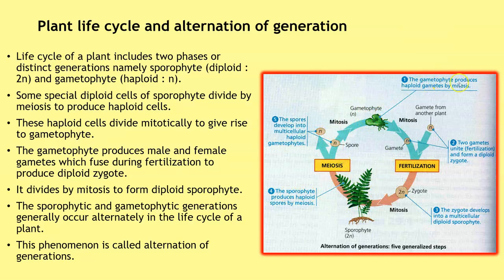This is the gametophyte, which produces haploid gametes by mitosis. So this is the gametophyte, it is N, so it is haploid. This is produced by mitosis. Then further you come to the next stage. The two gametes unite and fertilize, that is, one gamete from itself and a gamete from the other plant. This process of fusing is called fertilization, and they form the diploid zygote.